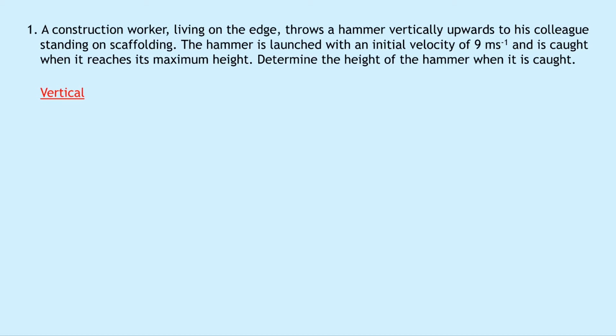So first of all, we want to find what the displacement s is, the height of the hammer when it's caught. We know that the initial velocity of the hammer is 9 meters per second. The final velocity is 0 meters per second at its maximum height, so that's something we need to be aware of here. The acceleration is going to be minus 9.8 meters per second squared if we assume upwards is positive and downwards is negative. And lastly, our time is unknown.